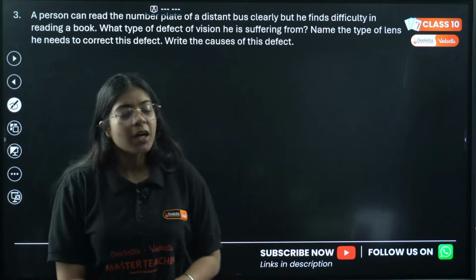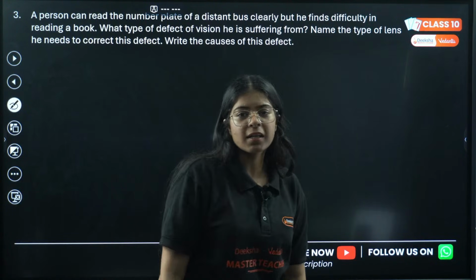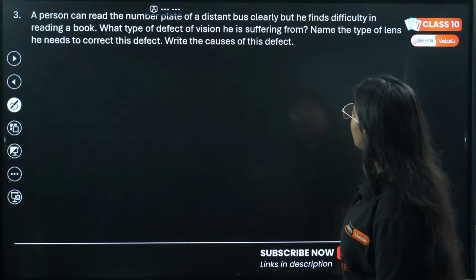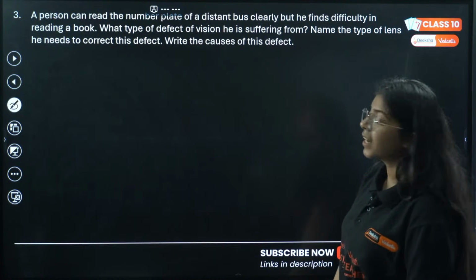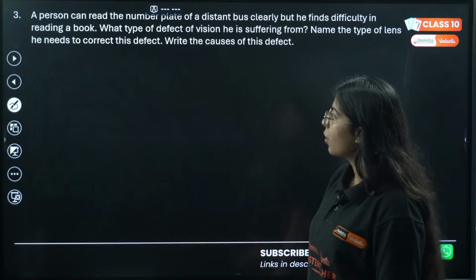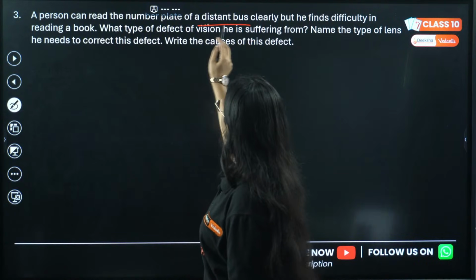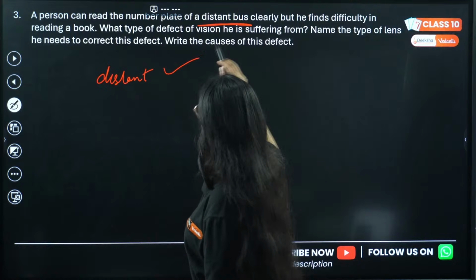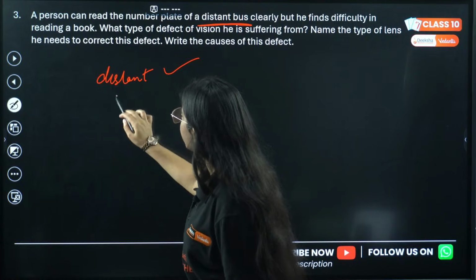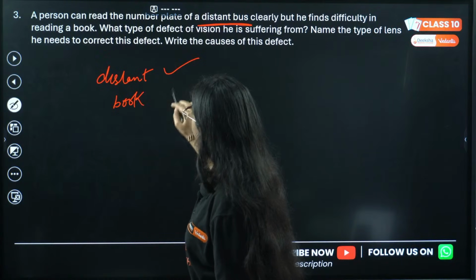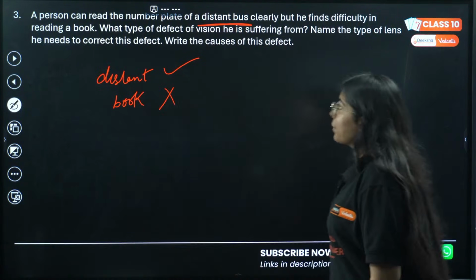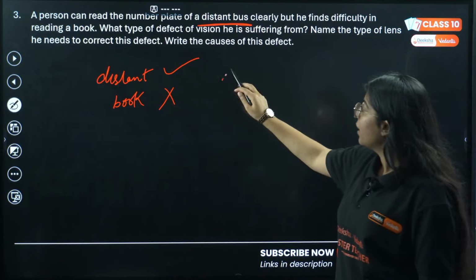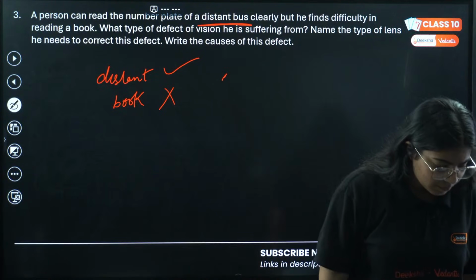Okay, third question says a person can read the number plate of a distant bus clearly, but he finds difficulty in reading a book. Okay, so he can see a distant bus clearly, but cannot read a book. Okay, what type of defect of vision is he suffering from? Now can you say what kind of defect is he suffering from?